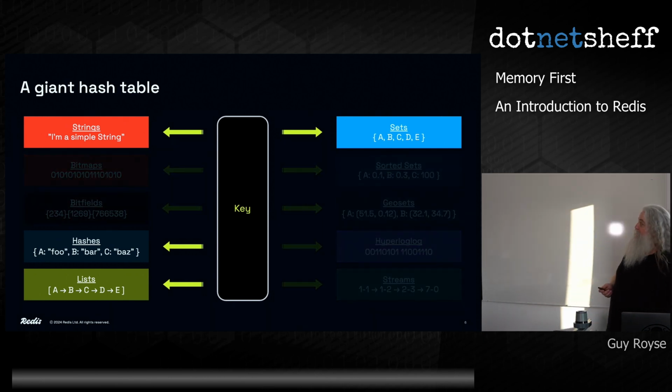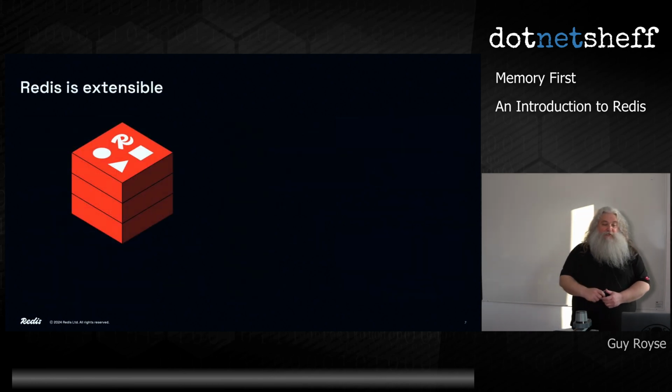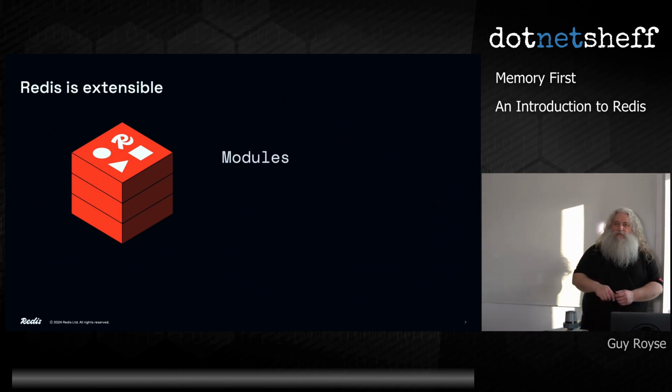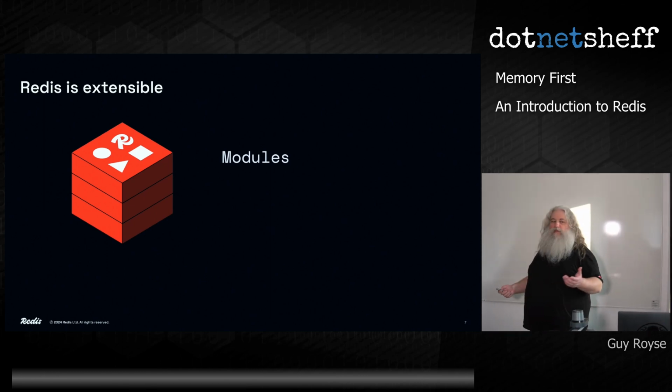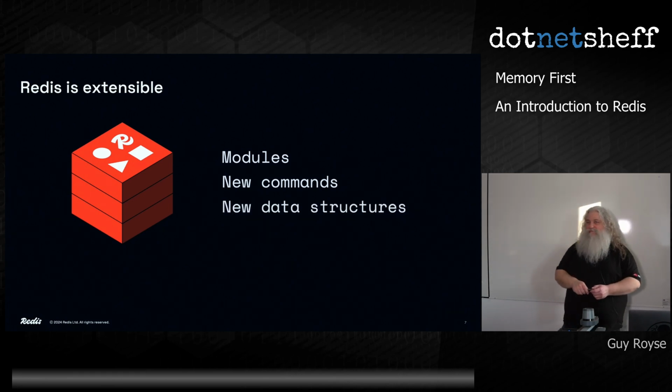The structures we're going to talk about today are the 4 basic ones: strings, hashes, lists, and sets. So that's what Redis is. But Redis can be more. Redis is extensible. It has a capability called modules. It's a sort of plugin framework where you can write your own custom extensions that can add new commands to Redis and new data structures.